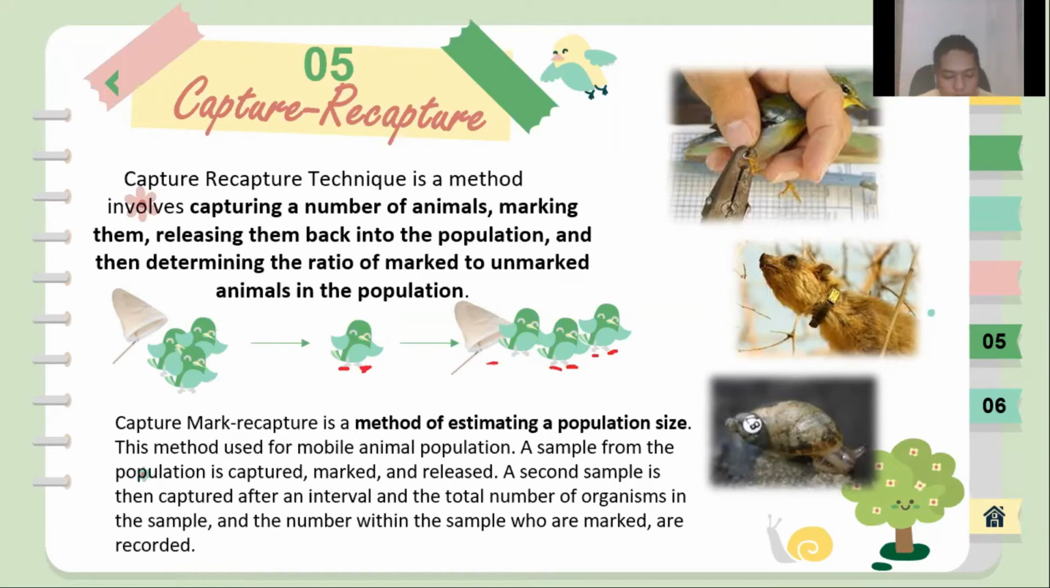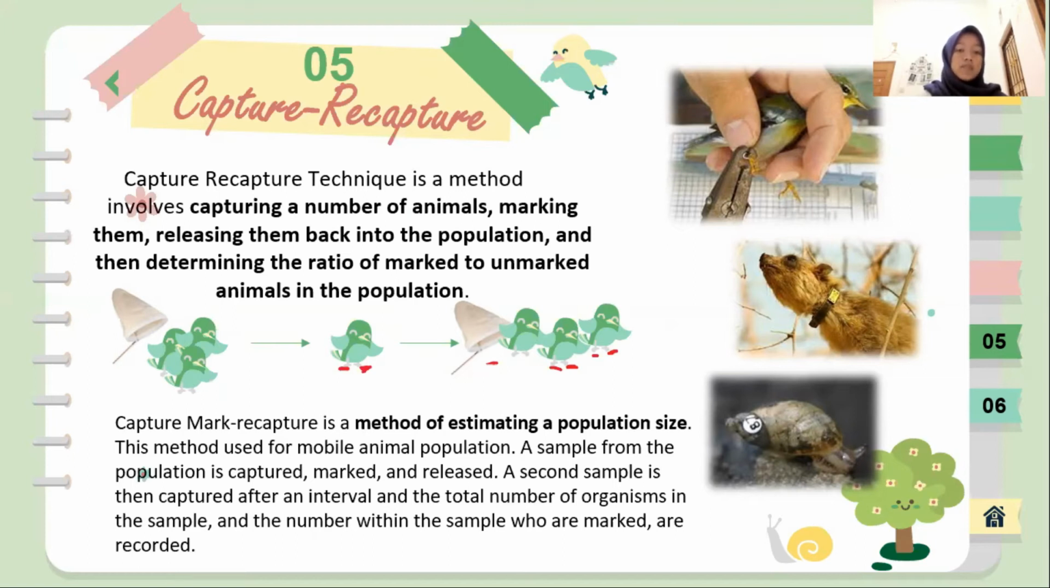Part 5 is capture-recapture. The capture-recapture technique is a method involving capturing a number of animals, marking them, releasing them back into the population, and then determining the ratio of marked to unmarked animals in the population. Capture-mark-recapture is a method of estimating a population size. The method is used for mobile animal populations.